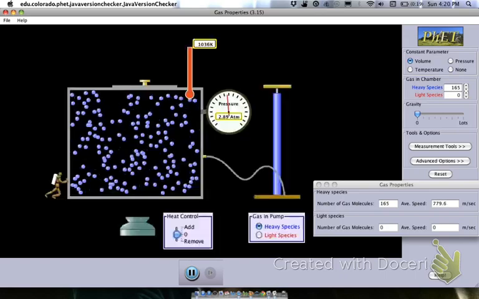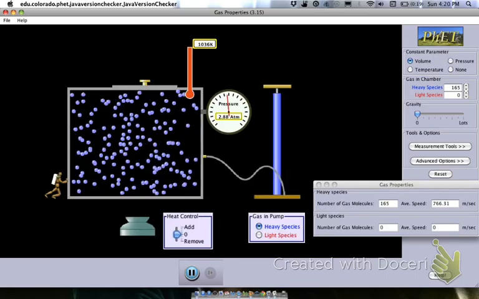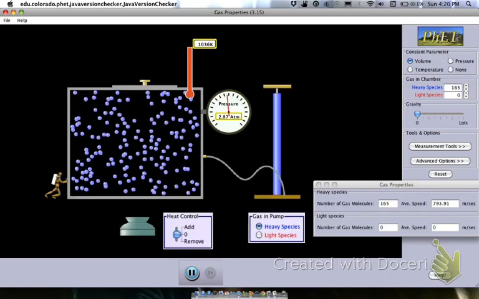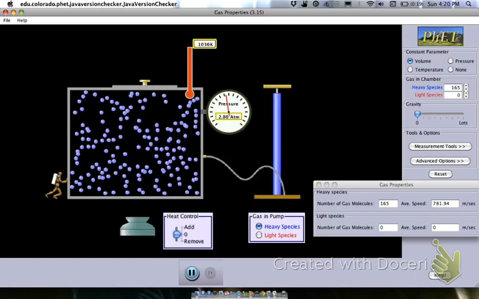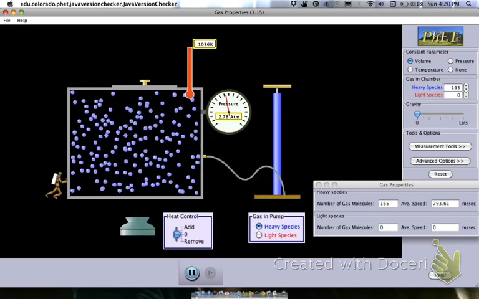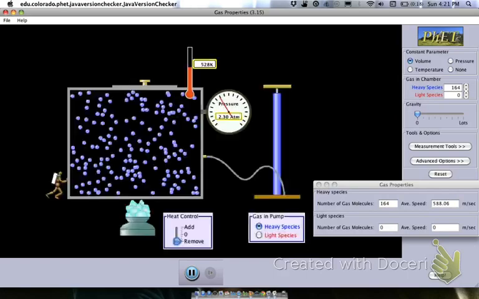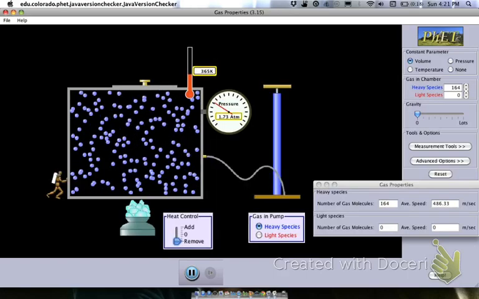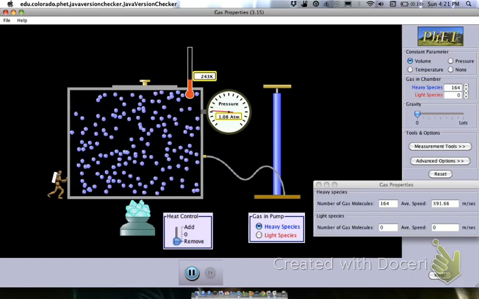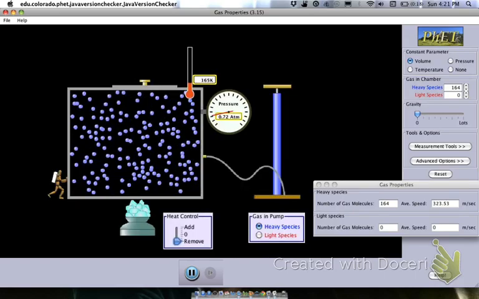And take a look at the particles. They are moving very, very quickly. They're bouncing off of one another. That pressure also has increased as well. Now I'm going to remove some of the heat. So I'm adding ice to this. And the temperature is decreasing, the pressure is decreasing as well, and the speed is decreasing.